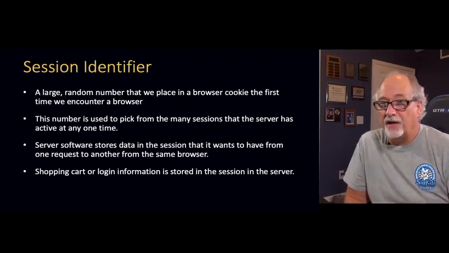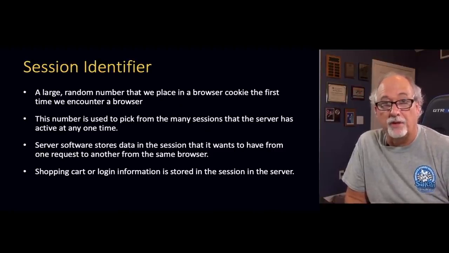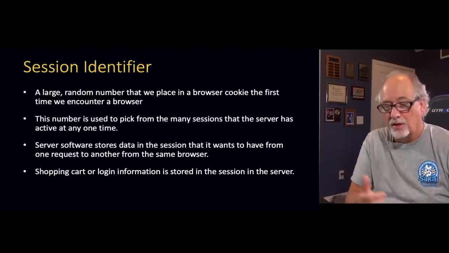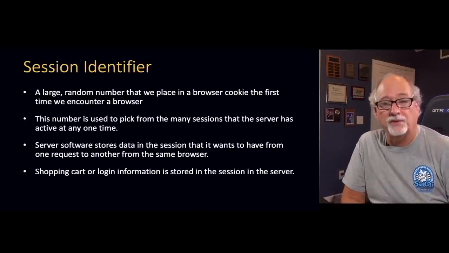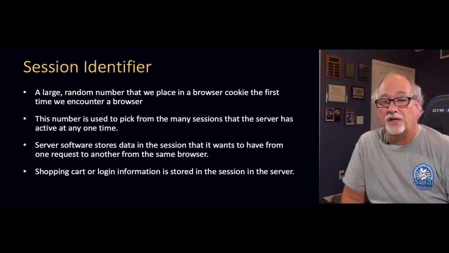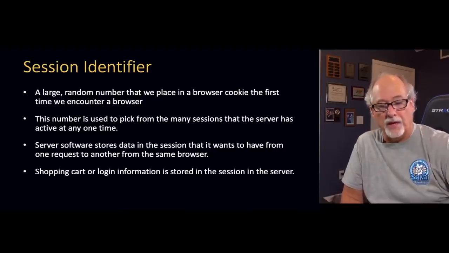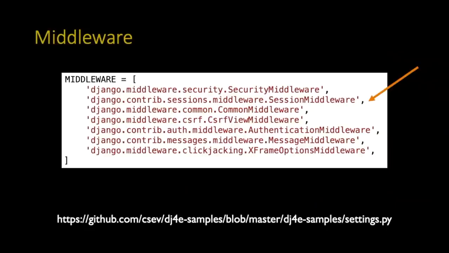The session identifier is a large random number that we put in a browser cookie the first time we meet a browser, and then we store using that same number a bit of data on the server. Later, when that cookie comes back in on an upcoming request, we look up the session data and reassociate it with the request before we go through urls.py and into our views.